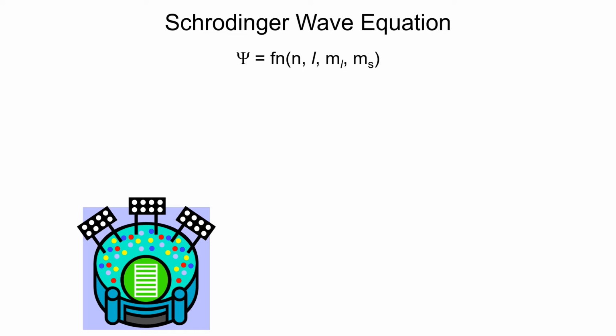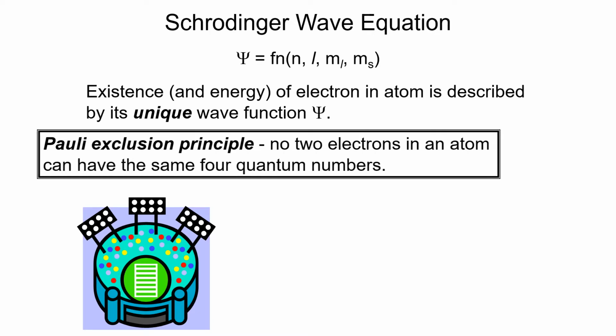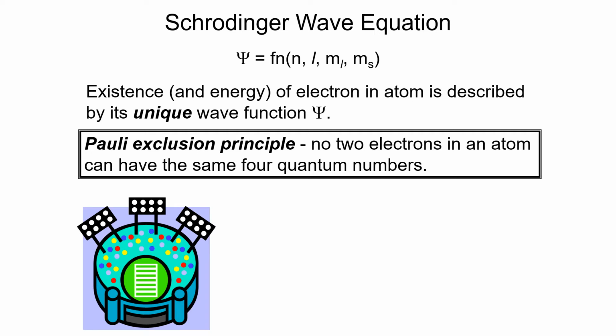So now we're going to take what we learned from Schrodinger's wave equation, and that is the wave function is dependent upon n, l, m sub l, and m sub s. And basically, what we already know is described by the Pauli exclusion principle, and that is that no two electrons in an atom can have the same four quantum numbers.